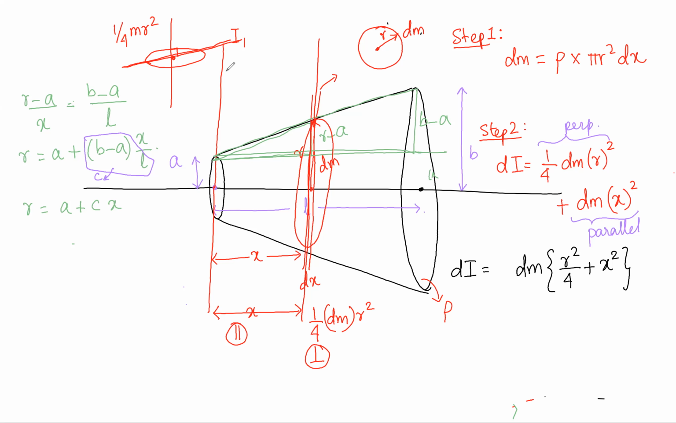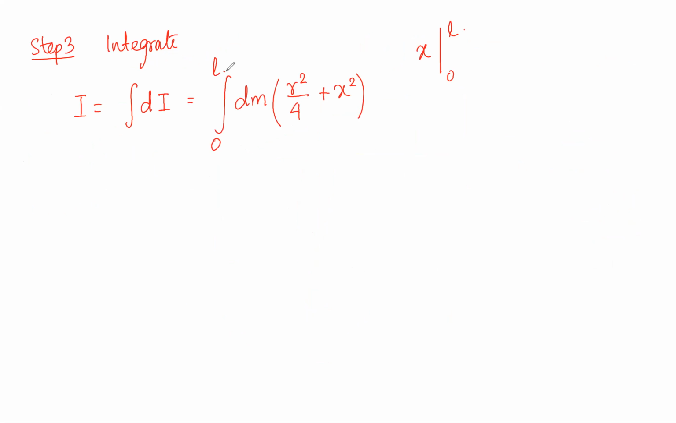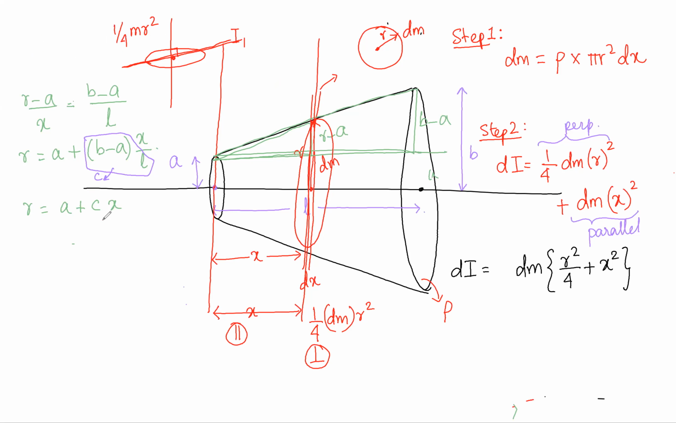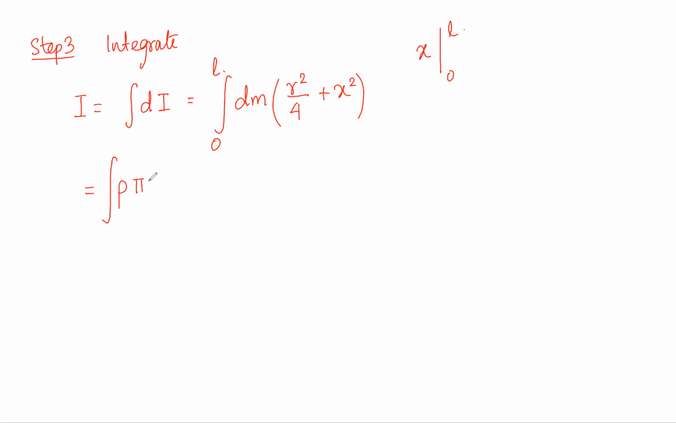What is the value of r? r is equal to a plus cx. Put that value over here. Actually, substitute all the required values. You'll have to substitute the value of dm first. The value of dm is rho into pi into r square into dx. So rho into pi into r square into dx, multiplied by r square by 4, which is equal to (a plus cx divided by 4) whole squared.